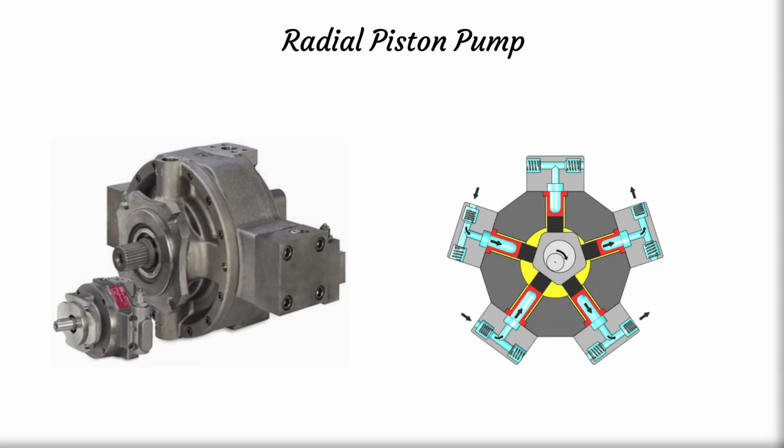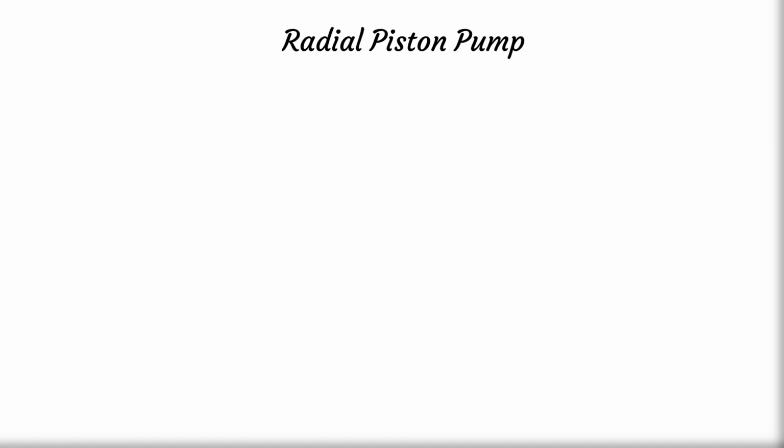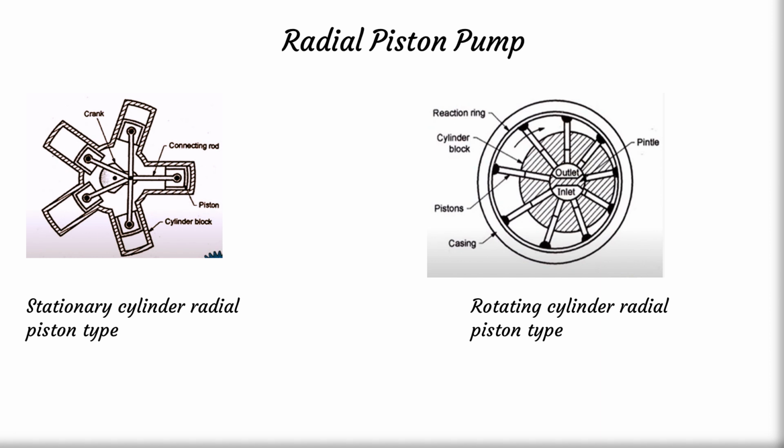Radial piston pump. A radial piston pump is a type of hydraulic pump that uses pistons arranged in a radial pattern around a central drive shaft to generate fluid flow. It is of two types: one, stationary cylinder radial piston pump, and two, rotating cylinder radial piston pump.